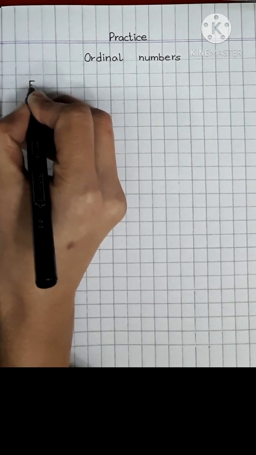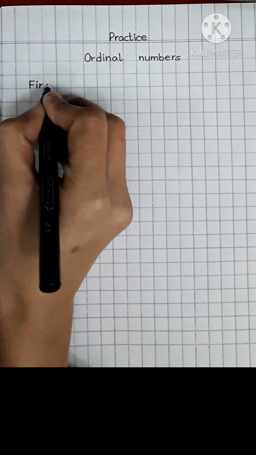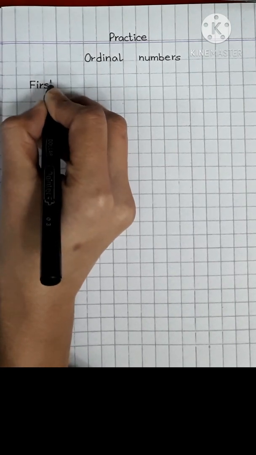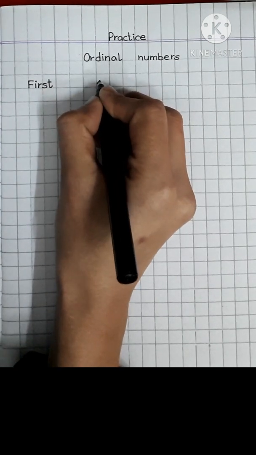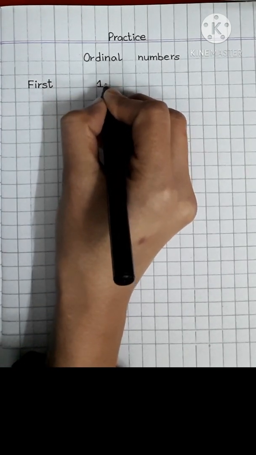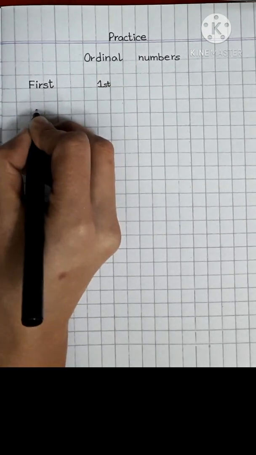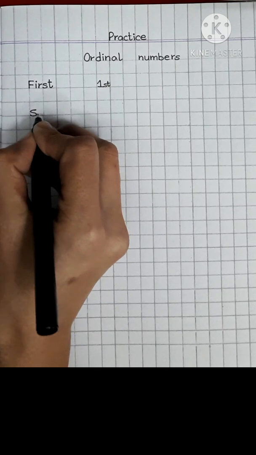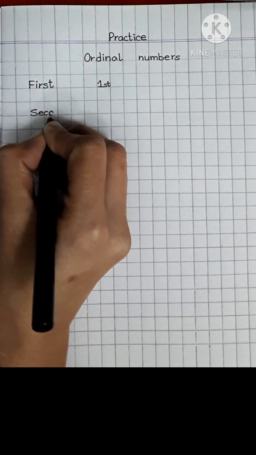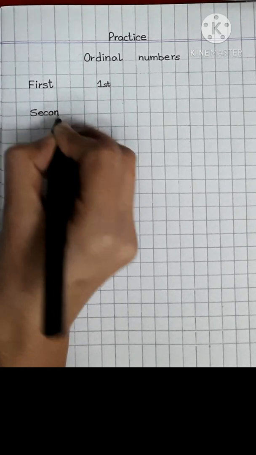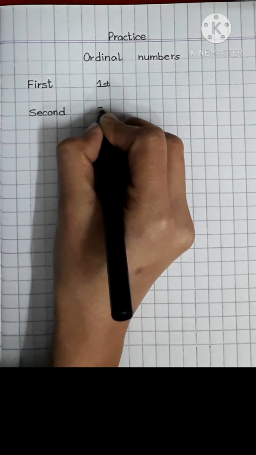First, F, I, R, S, T. First. Write in numbers 1, S, T. First. Now write second, S, E, C, O, N, D. Second.